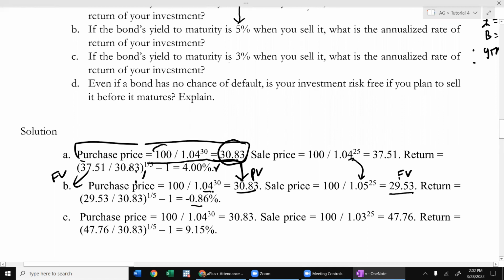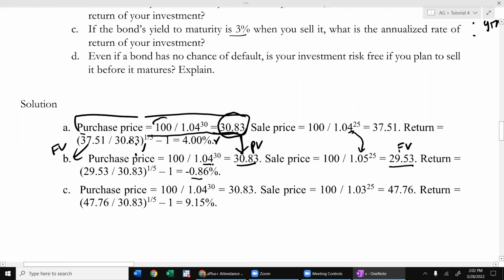But next, if the bond's yield to maturity is 3%, then what is the answer? Again, 4% will not change. When you will sell it, the rate dropped from 5% to 3%. Our answer is 47.76. Again, this is future value and this is present value, and you will get your answer, that is 9.15.